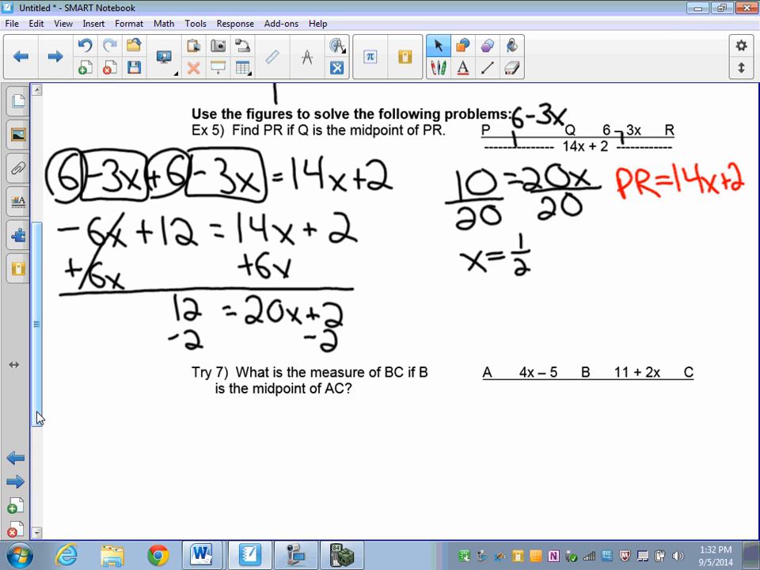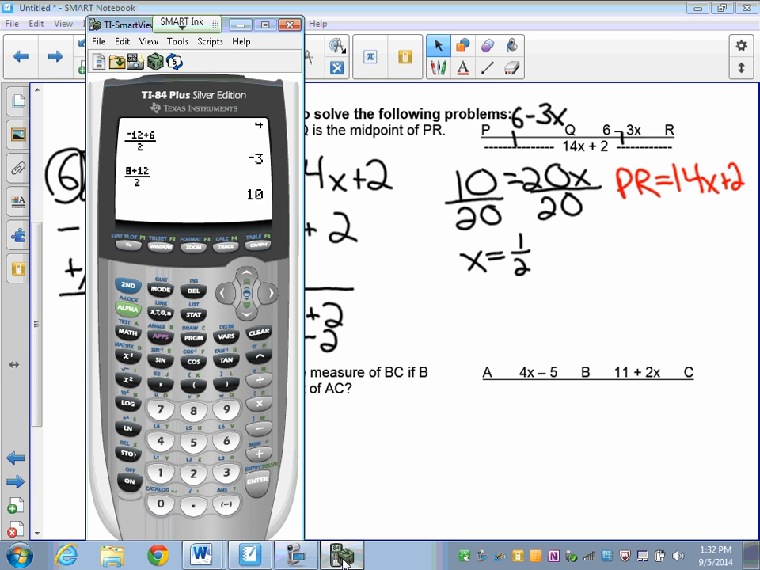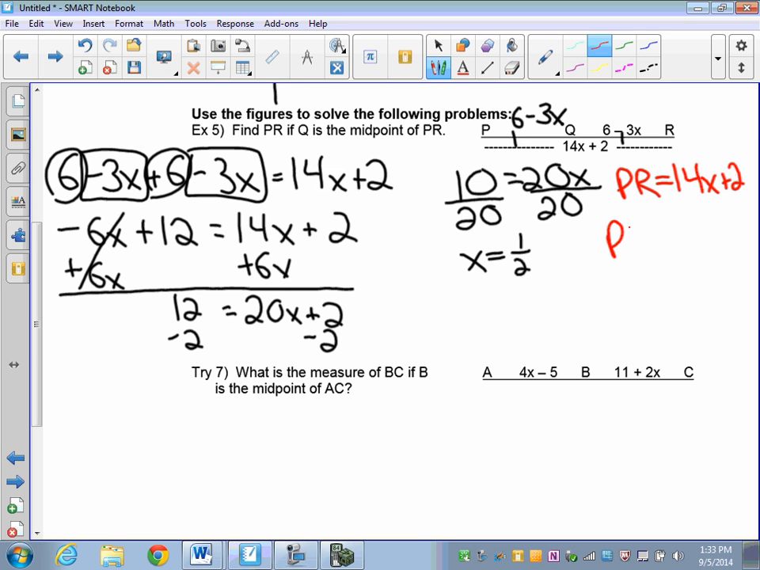So I'm going to show you another trick you may be familiar with on the calculator. It's called the storage function. If I just do 1/2 and I use this button above called STO and I hit X, anytime I hit X it's going to come up as 0.5. I need to store it first. So all I need to do now is type in 14x plus 2. And I get my answer of 9. So PR is equal to 9.